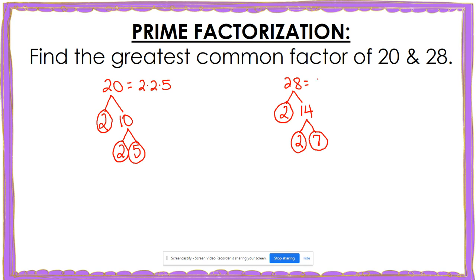So the prime factorization for 28 is 2 times 2 times 7.